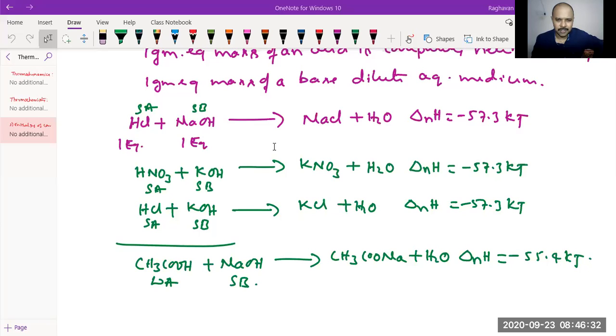Why is it constant in strong acid and strong base? No extra energy is used for ionization. There is no hydrolysis in case of strong acid, strong base. Okay.